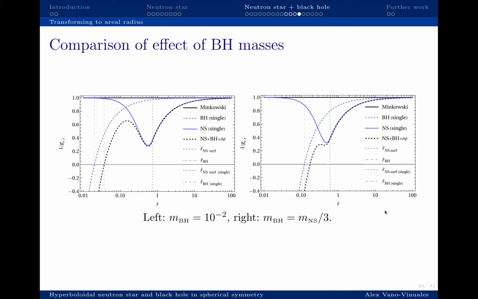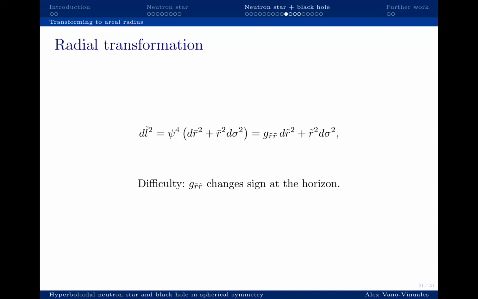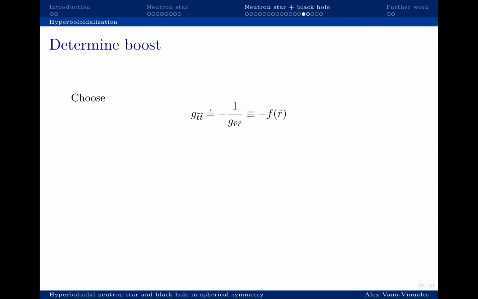So this is the reconstruction in terms of the areal radius of the superposition. And again, as I mentioned, we did that because now we're going to hyperboloidalize this. And for that, we determine the boost. Here we're just dealing with the spatial part of the metric. But in order to construct the boost, we also need to assume what our GTT is. In this case, I made a choice to assume that GTT is just -1 over GRR, which is usually the case for a black hole. And that is also convenient because it makes the calculation of the boost function simpler.